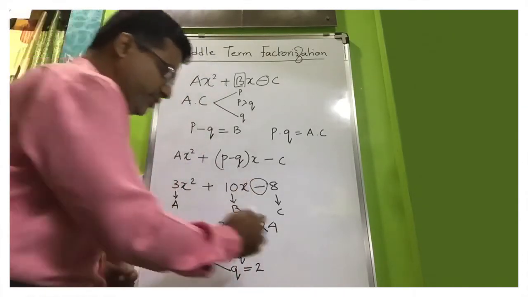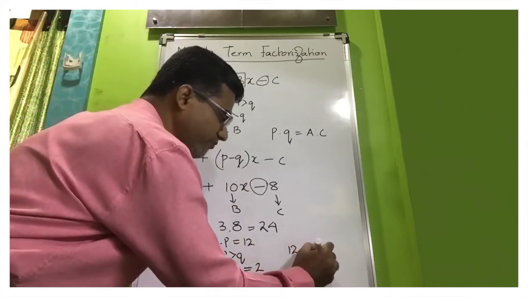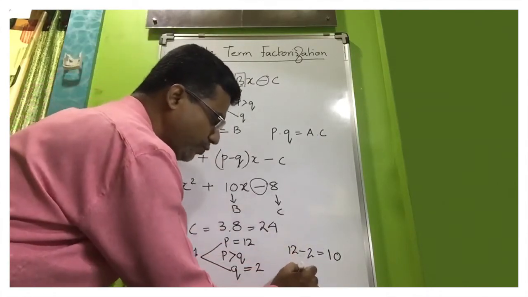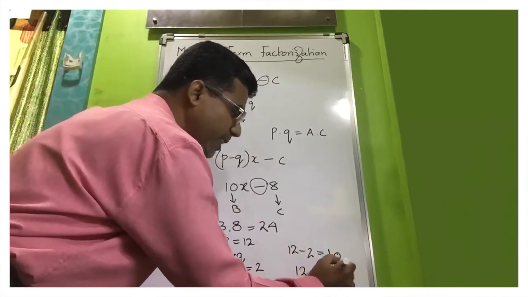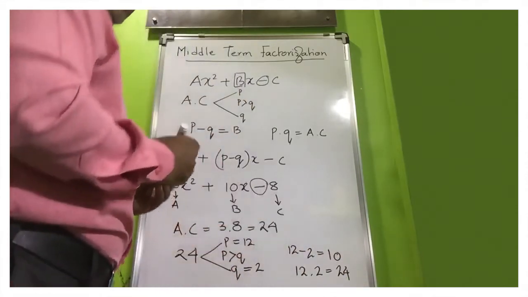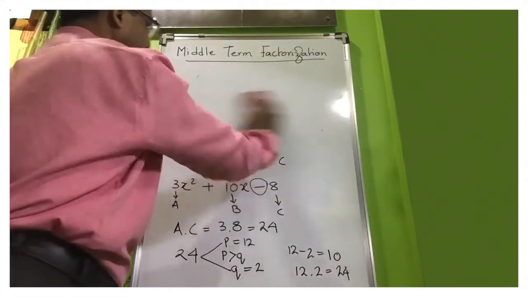These are my factors. Now you can see that easily. 12 minus 2 is obviously equal to my 10, which is B. And 12 into 2 is equal to 24, which is AC. This is very clear. Now let us see how to factorize, as I already told you.